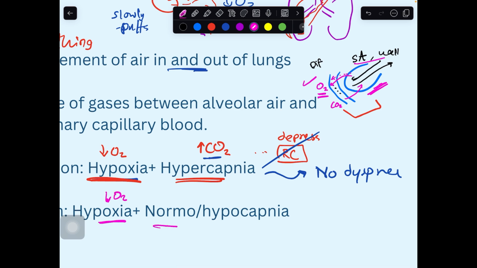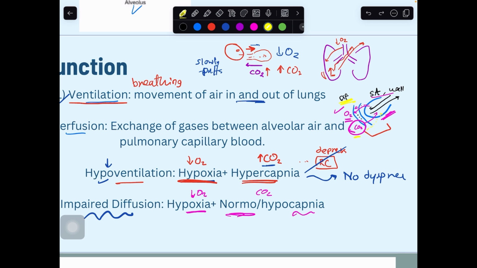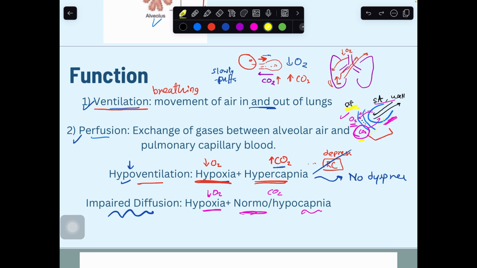But why will I see normocapnia, or normal concentrations of carbon dioxide? It is because carbon dioxide as a gas has a property that it has a faster diffusion rate, or it is much easier to diffuse. So even if there is any damage or any impairment in the diffusion, the carbon dioxide will still have the ability to diffuse much more and much better than the oxygen. Okay? Okay, hopefully this makes sense now.